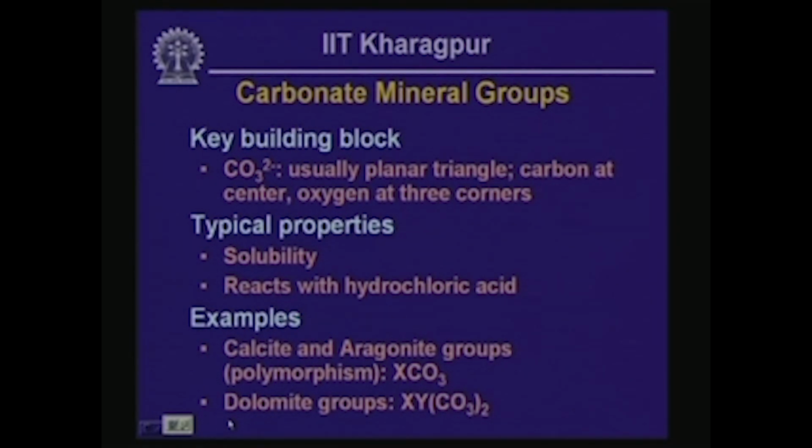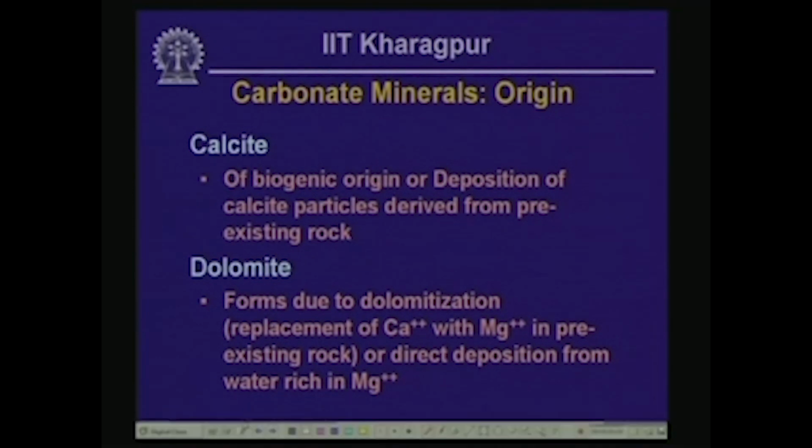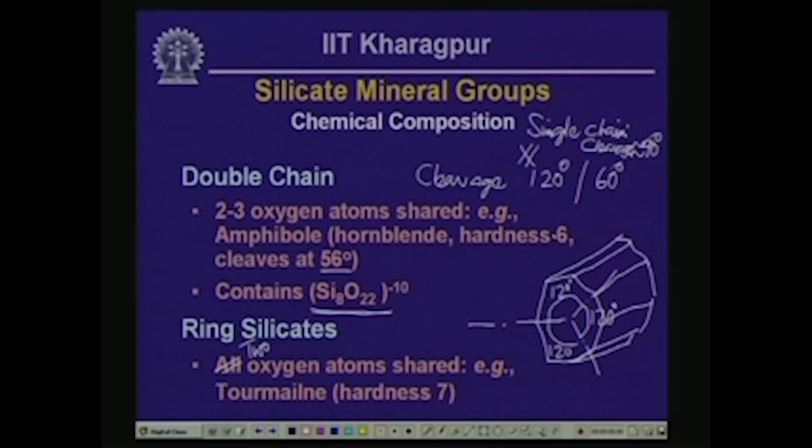Okay, that ends the discussion on silicate minerals. The second most important mineral group perhaps is the carbonate mineral group. The key building block in this case is the CO3 2- radical, and this is basically a planar triangle, and in this case the carbon atom is at the center.